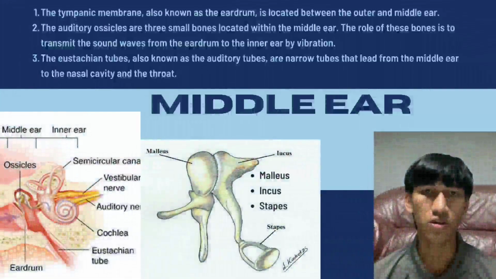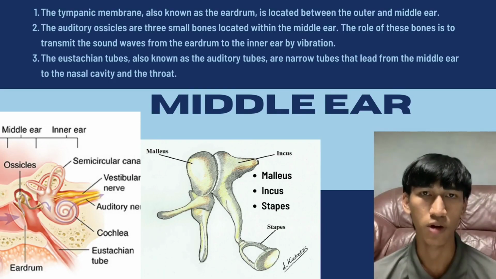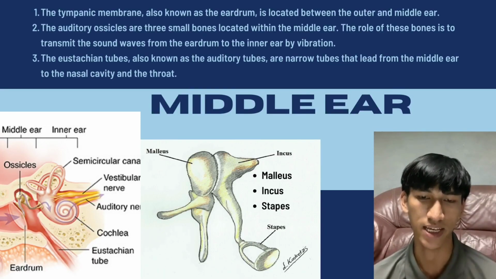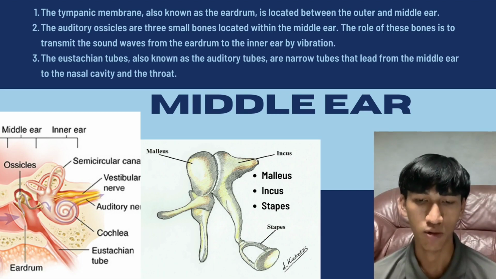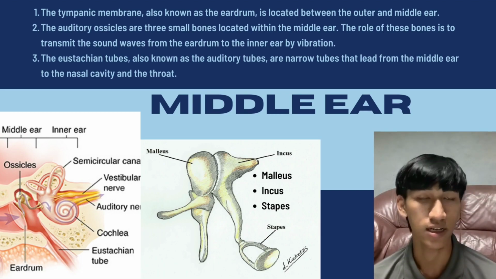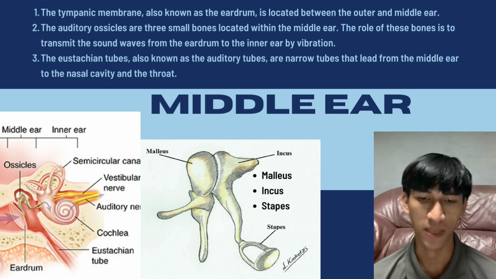You all already know about the outer ear. How about we move to the middle ear? The tympanic membrane, also known as the eardrum, is located between the outer and middle ear. When sound waves reach the eardrum, this membrane transmits the sounds by vibrating. The mastoid process is the temporal bone containing hollow air spaces that surround the middle ear.